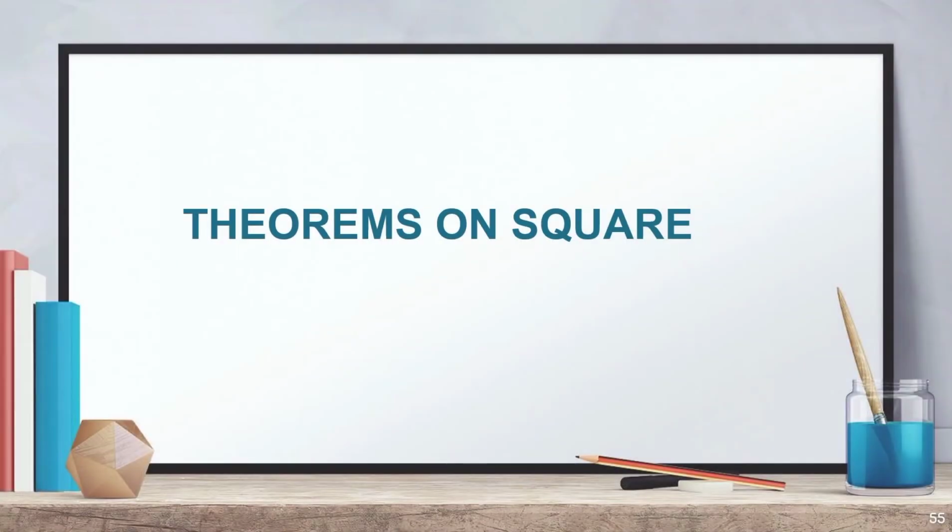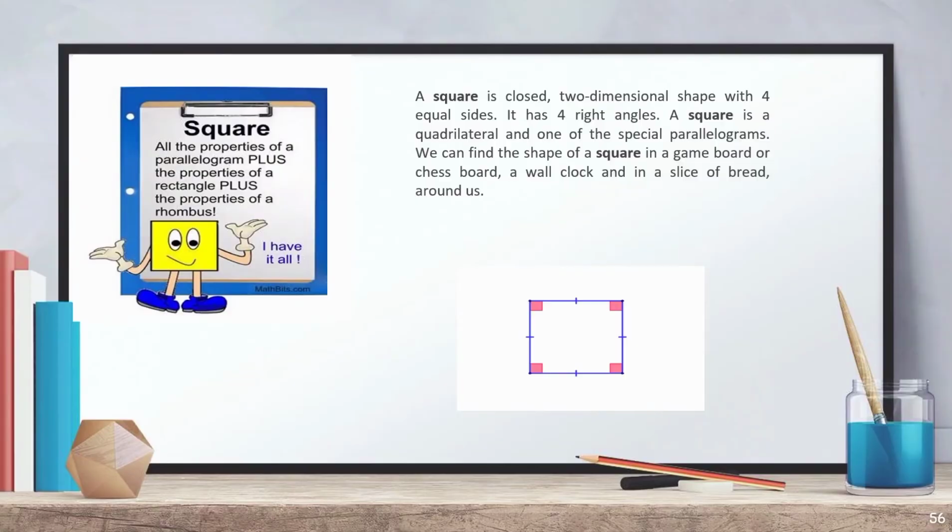Theorems on square. A square is a closed two-dimensional shape with 4 equal sides. It has 4 right angles as well. A square is a quadrilateral and one of the special parallelograms. We can find many shapes of squares almost everywhere, like in a game board or chessboard, a wall clock, or in a slice of bread.